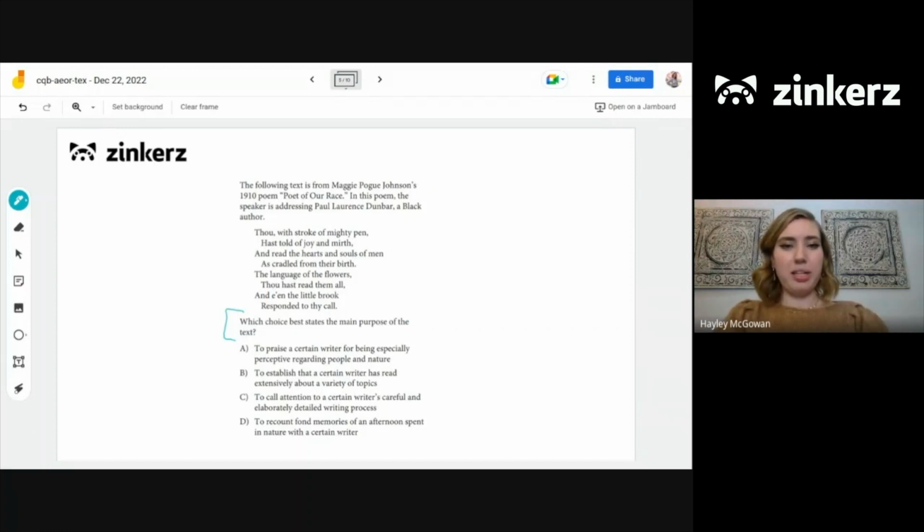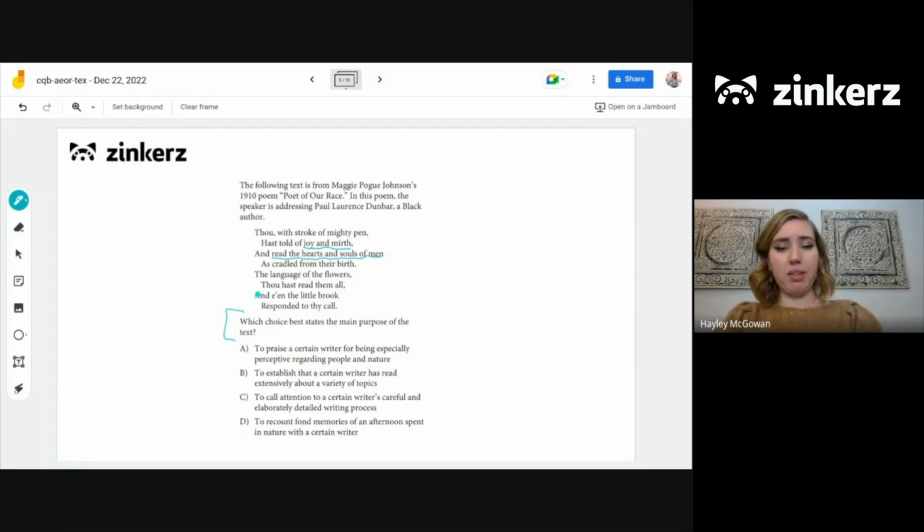All right, so let's break this down a little bit. We're talking about the stroke of his mighty pen. He has told of joy and mirth. He has also read the hearts and souls of men as cradled from their birth. So in this first half, we're talking about Dunbar's ability as a writer, right? It seems like Johnson is saying that he's very insightful. He's able to capture these feelings really well.